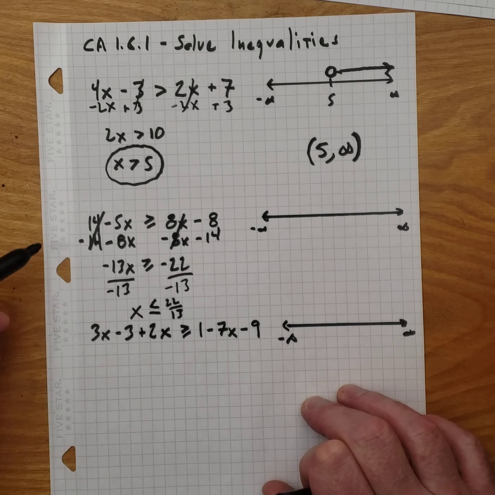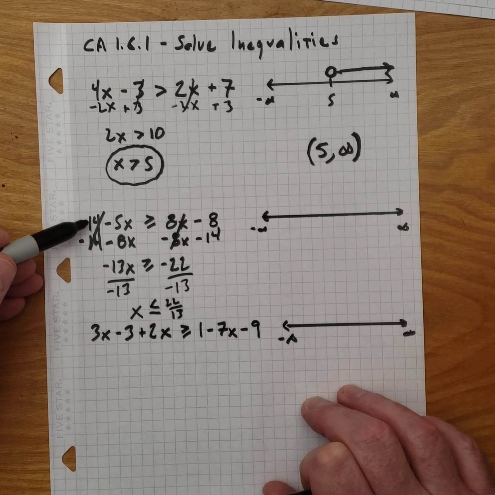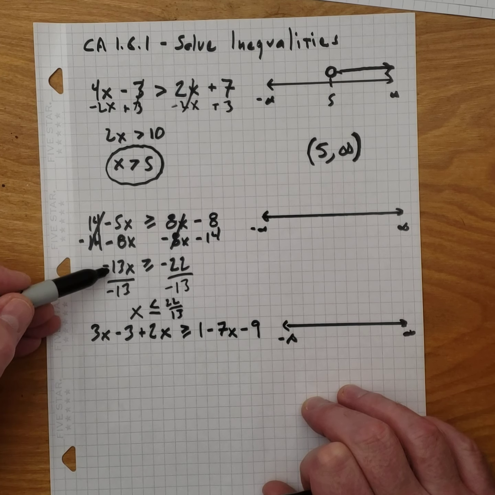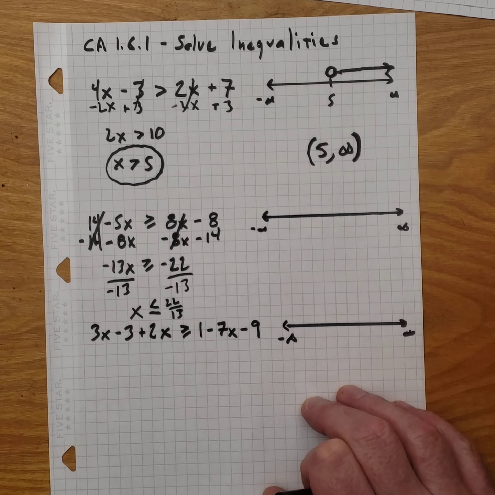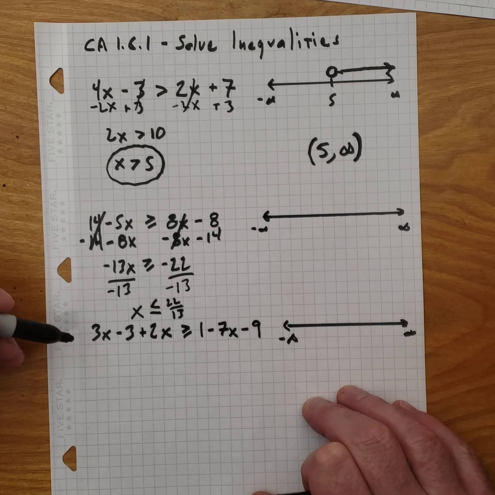Another option would have been, if we had seen that we were going to end up with a negative in front of the x, we could have moved our x terms to the right-hand side and our non-x terms to the left-hand side, and you're welcome to do it that way if that's the way you're used to doing it.